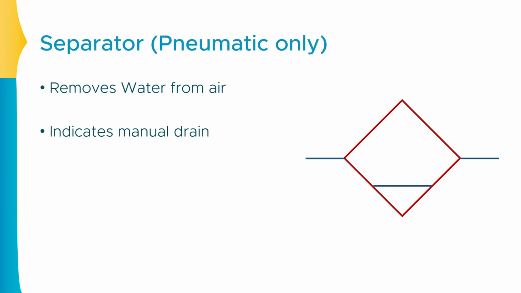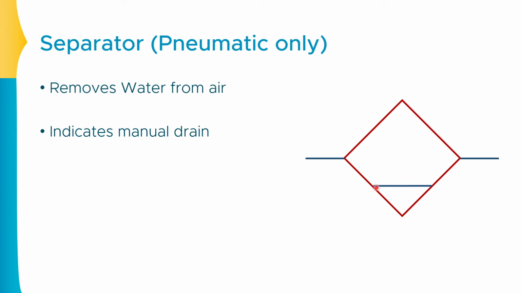The next symbol is the symbol of the separator. Now separators are normally used in the pneumatic side only. They are also known as water traps. From the name you can observe that they are water traps. So basically they are used to remove the water from the air. Now over here this is the inlet, this is the outlet, and whatever water is extracted can be collected over here. So this is how the symbol can be understood.